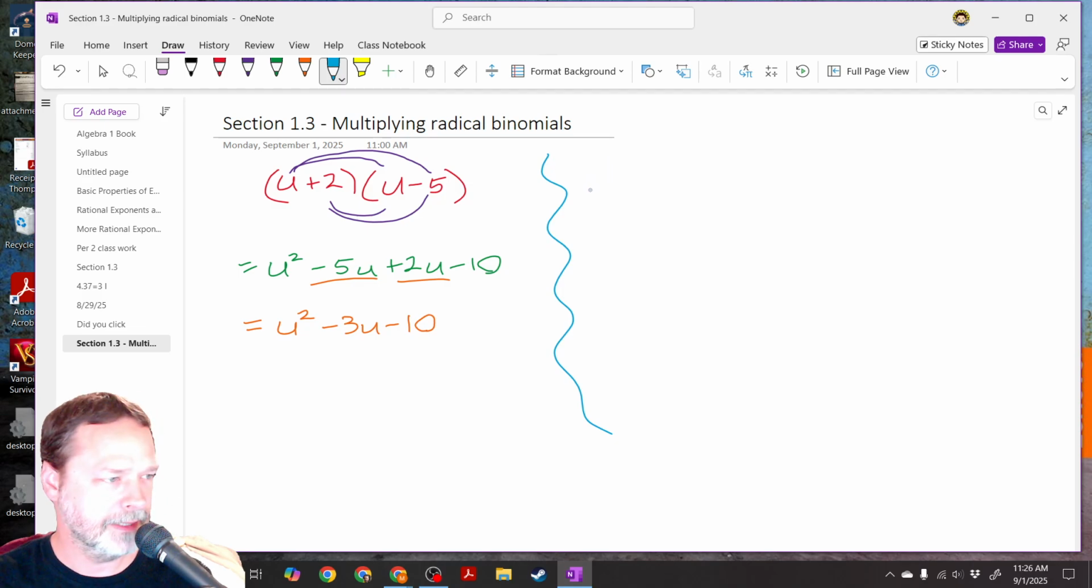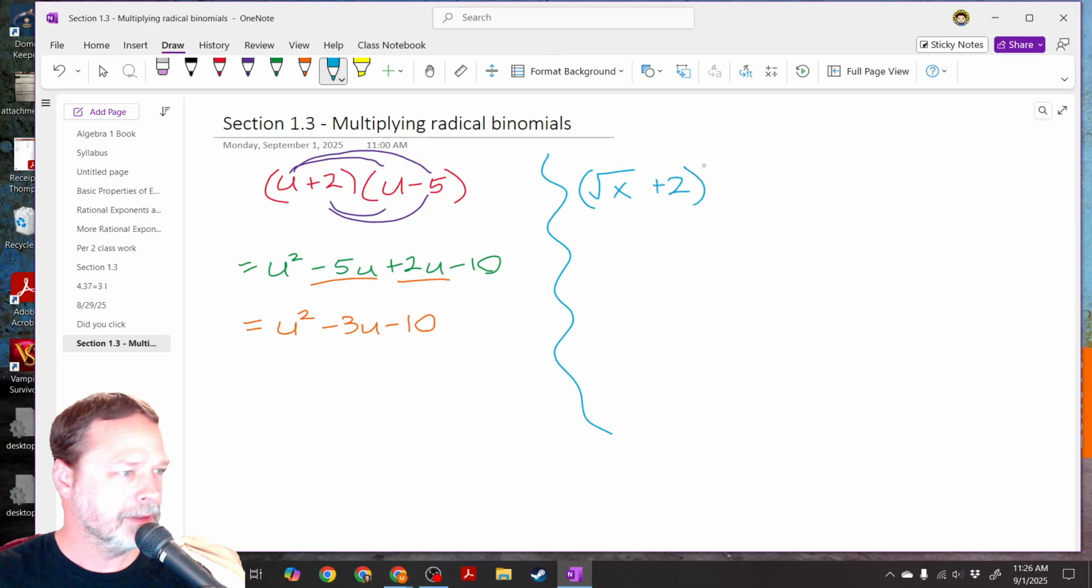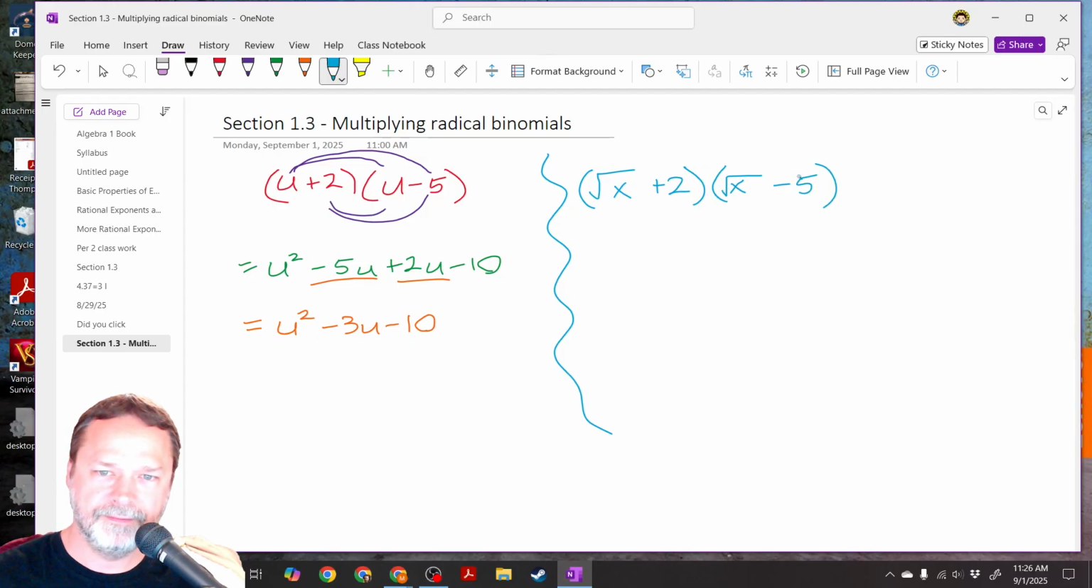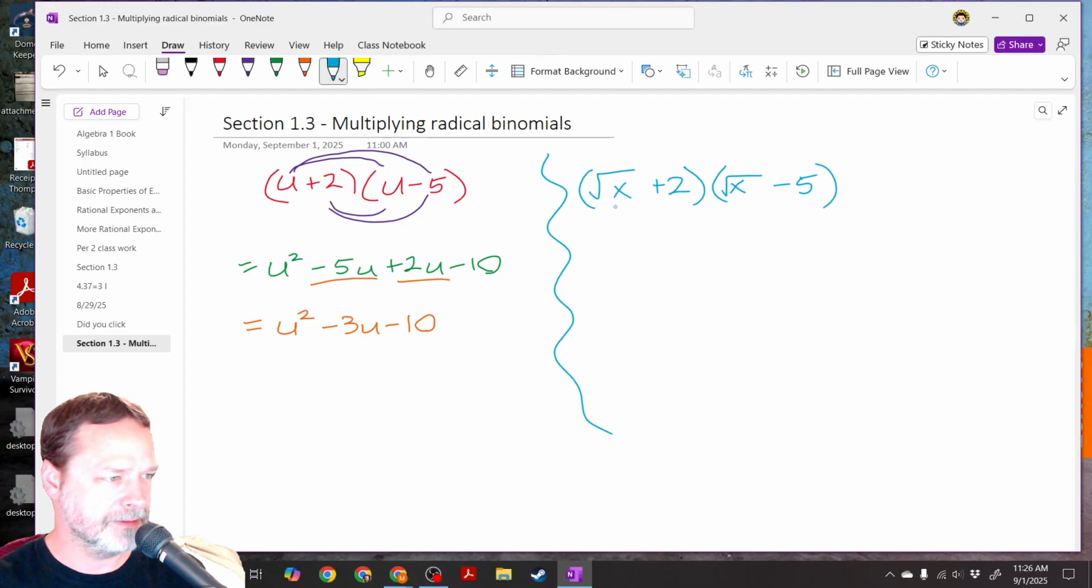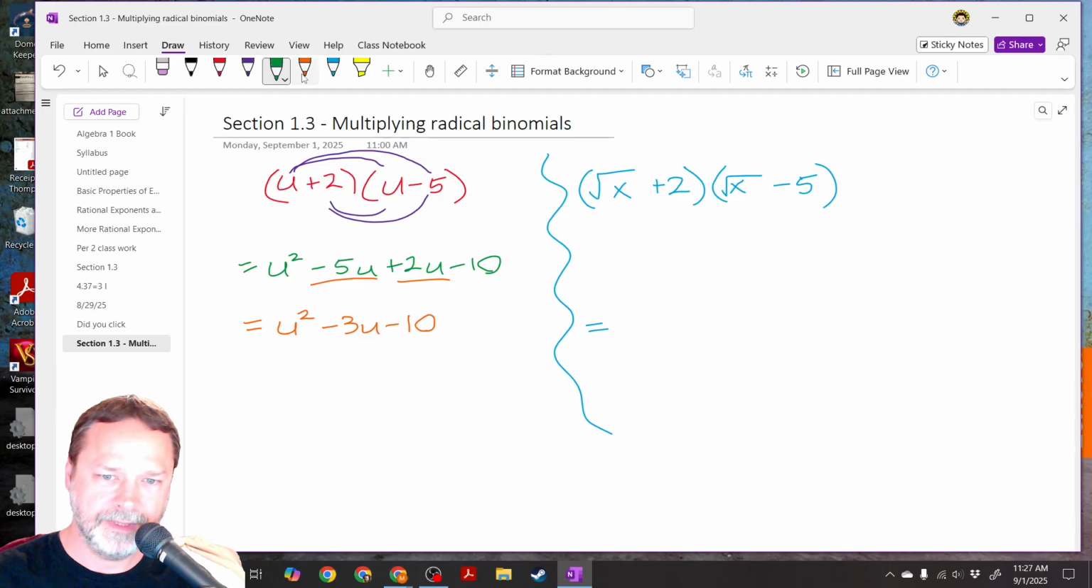And let's go ahead and say root x plus 2 times root x minus 5. So you can see these are very similar. Instead of u's, I have root x's, and everything else is the same. So at the end, we should already know what our solution should be here, and that should be u squared. So it should be root x squared. That's what we should have.